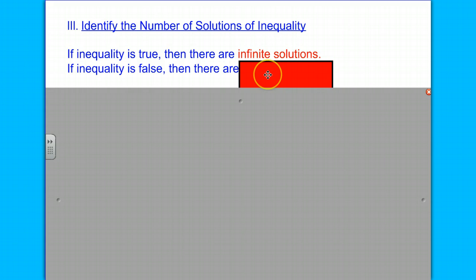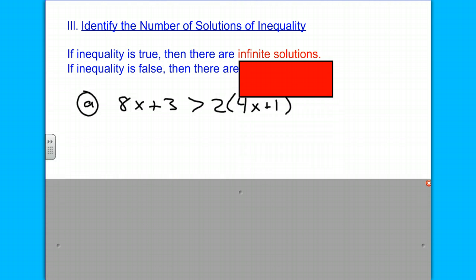And so what might be true then if an inequality is false? What do you think? Do you think that there are infinite solutions if it's a false inequality? There are finite, you're thinking, or Jeremy? Well, I don't know if this example is an infinite or a false statement. So let's just try it and see. Maybe it's the false one. And if it is, let's see how many solutions it has.